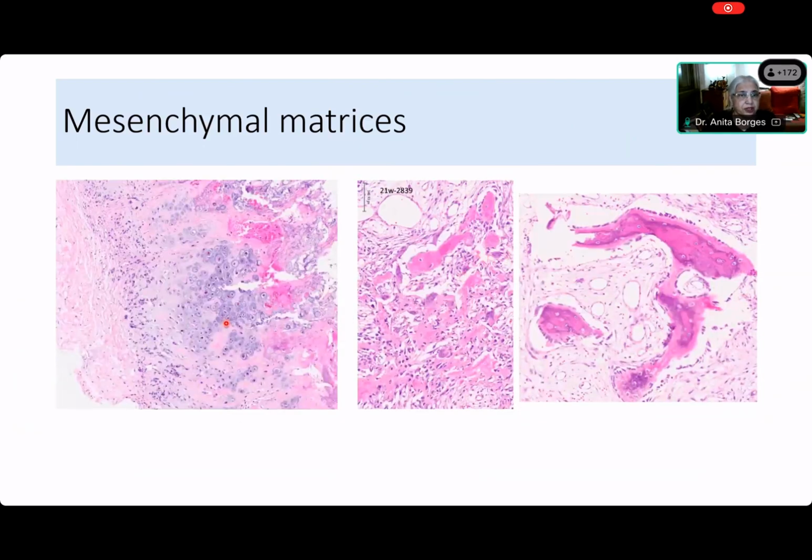What is this matrix, Elsa, that you're seeing on the left side? Cartilage. Yes, very good. That's a matrix. Cartilage has both the chondroid matrix as well as the cell, but that is chondroid. What is this matrix here in the middle? You've got cartilage and osteoid. What is this? Osteoid. Excellent. And what is this? No, it's bone. Yes, it's woven bone. So there are different kinds of mesenchymal matrices.